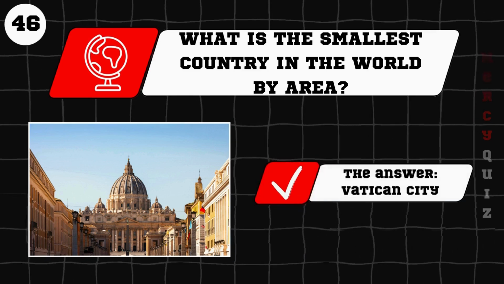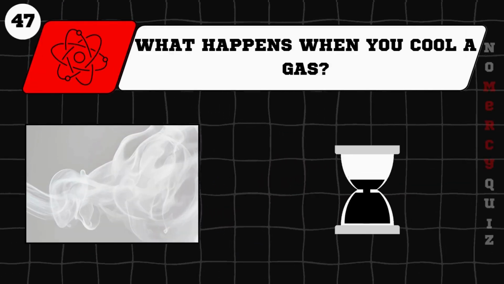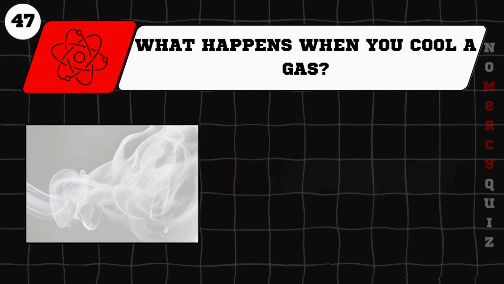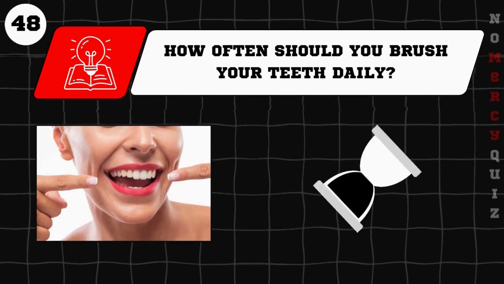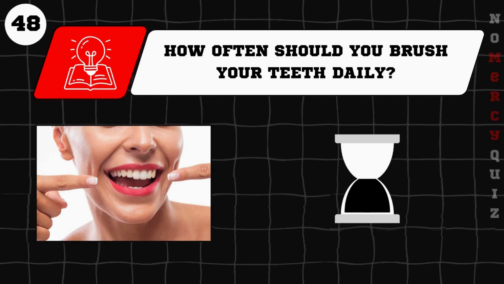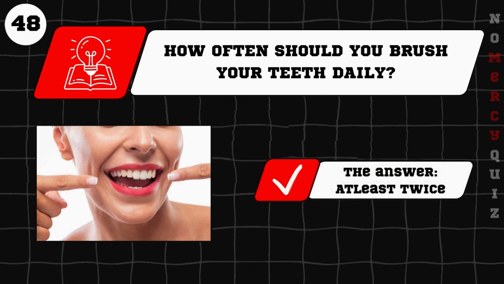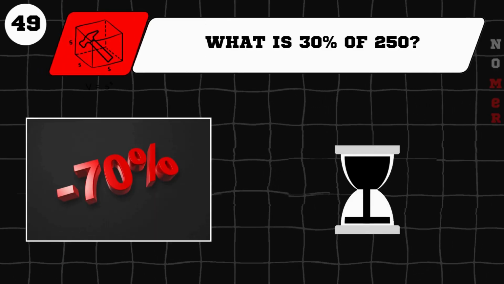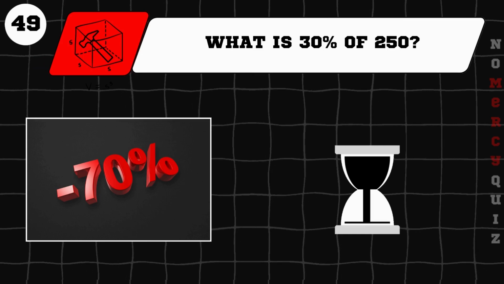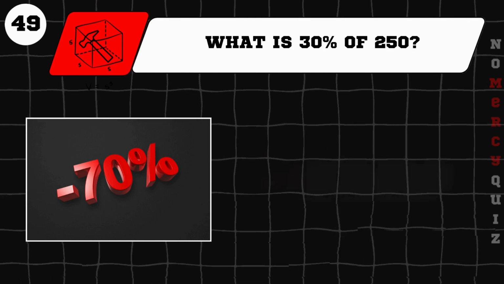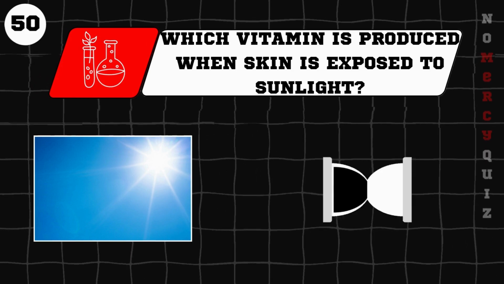The Vatican City. What happens when you cool a gas? It contracts. How often should you brush your teeth daily? At least twice. What is 30% of 250? 75. Which vitamin is produced when skin is exposed to sunlight?